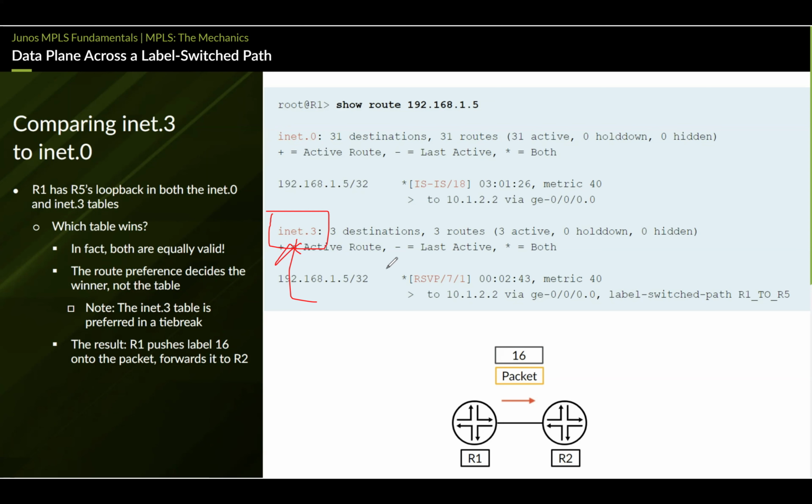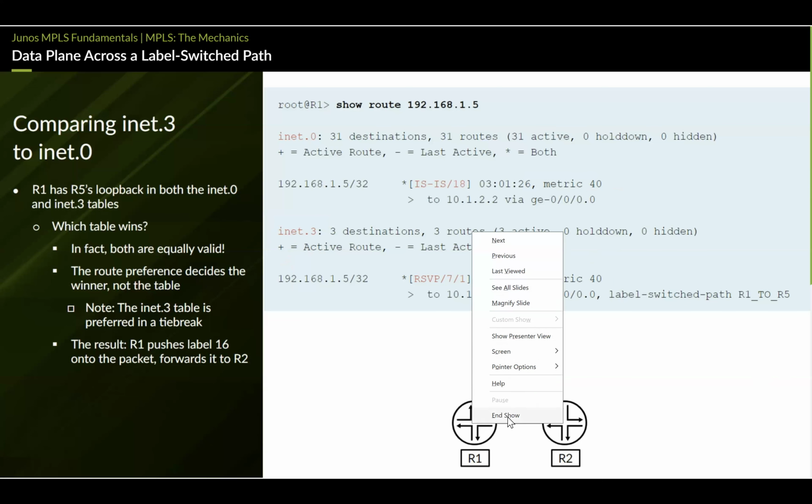Okay. Sir, I have one question here. For the 192.168.1.5 prefix, both metrics are 40 and 40, sir. So in that case, will the router do load balancing? It will share across both INET.3 as well as INET.0, right? Okay, so see the topology first. Only one link is there. If router 1 and router 5 have two links, then how will the route be selected, sir?